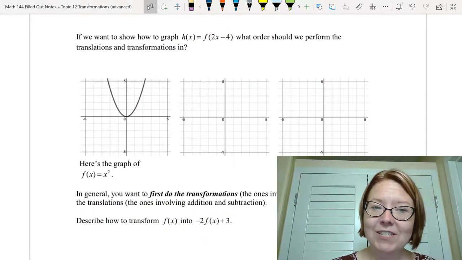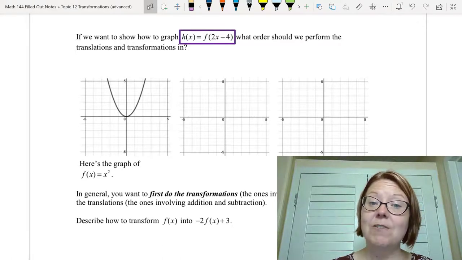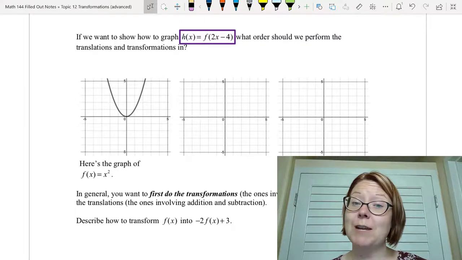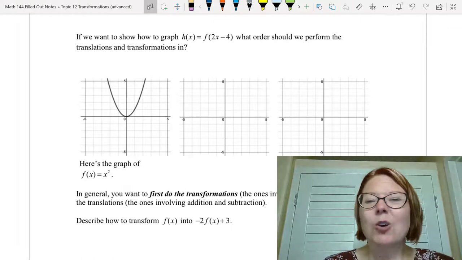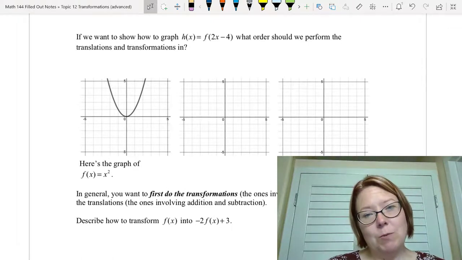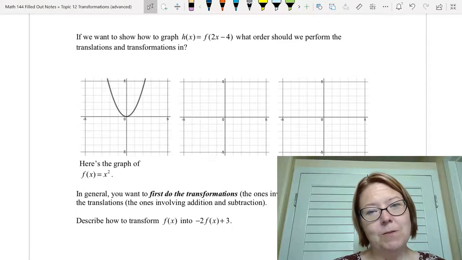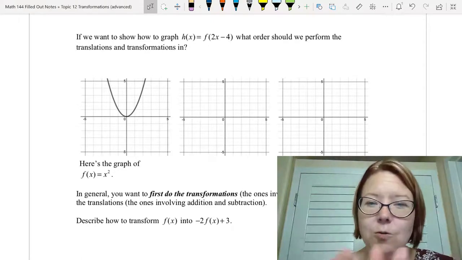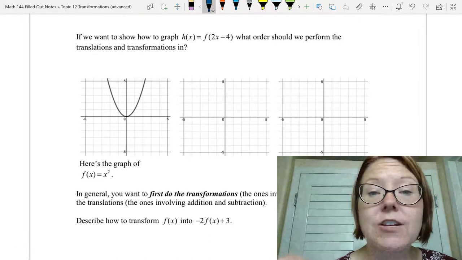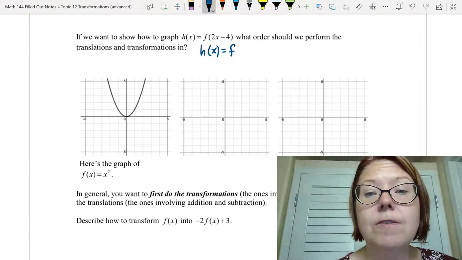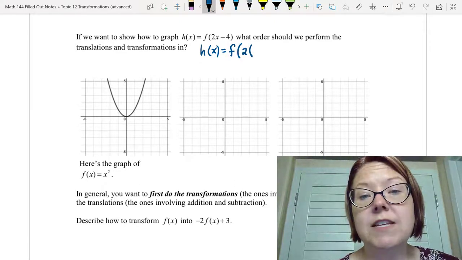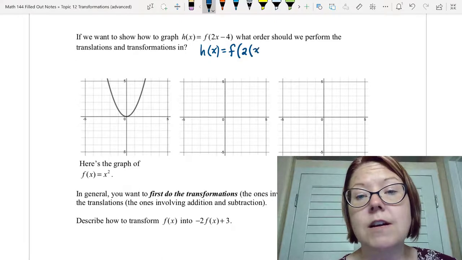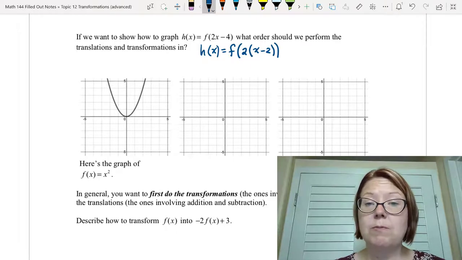In this next problem, we want to show how to graph h of x equals f of left parentheses 2x minus 4 right parentheses. What order should we perform those translations and transformations in? Well, when we have an inside that involves both multiplication and subtraction, we have to be a little careful. Let's write this with the 2 factored out on the inside. So this would actually be h of x equals f of, I'm taking out the 2 now, another left parentheses. So if I take the 2 out of 2x minus 4, I have 2 times left parentheses x minus 2, and then a right parentheses.